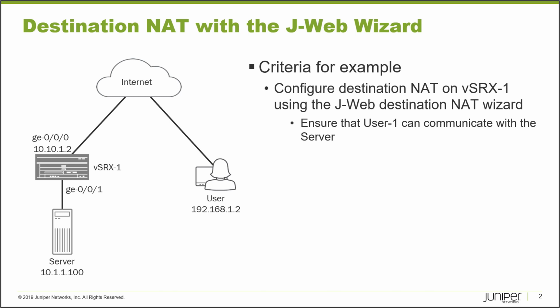192.168.1.2 IP address. And what we need to do is configure Destination NAT on vSRX1 using the J-Web Destination NAT wizard to ensure that the user can communicate with the server. So let's go ahead and jump to the J-Web interface for vSRX1 and get this started.